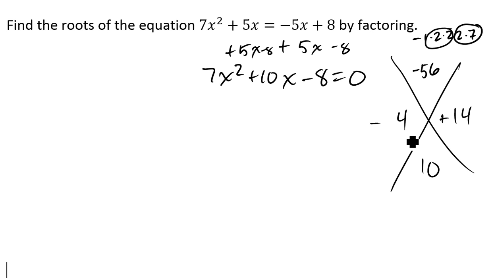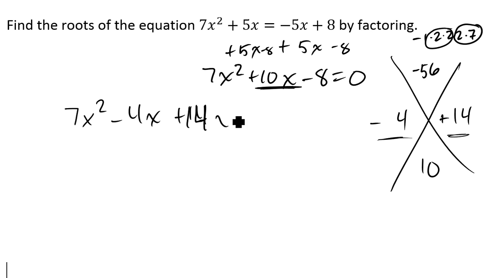I'm going to give myself a little bit of room by writing some things over here, but I'll start with the 7x squared. The next thing we do is break up this middle term using the two values that we discovered over here. So instead of writing plus 10x, I'm going to write minus 4x and then plus 14x. And then I've got the negative 8 still, and that equals 0. If you look, all I've done is transform this positive 10x into minus 4x plus 14x. Otherwise, it's exactly the same.